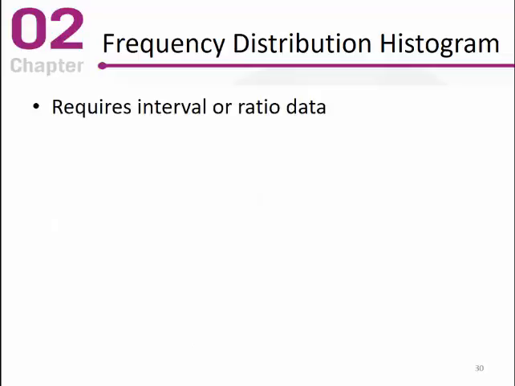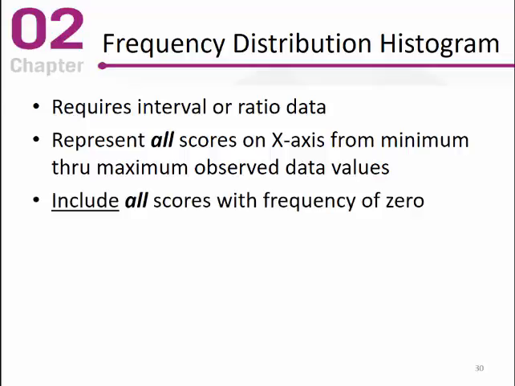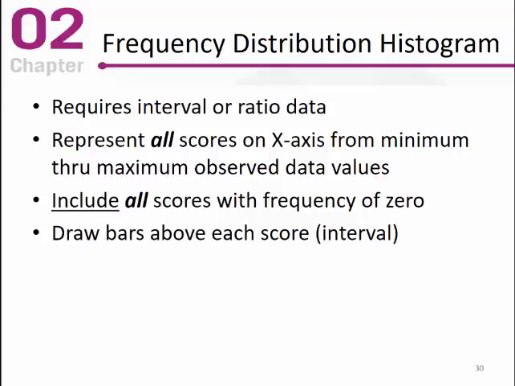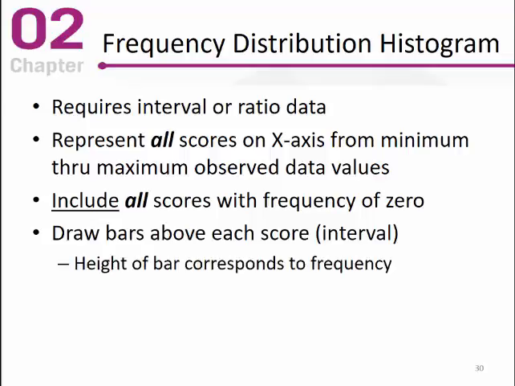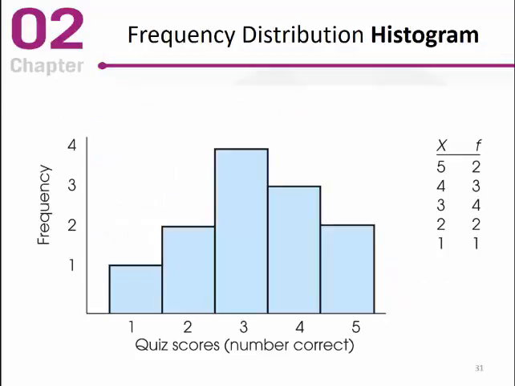When we have interval or ratio data, we need to do what's called a frequency distribution histogram. It represents all scores on the x-axis from minimum through maximum observed data values. We need to include all the scores, even the ones with a frequency of 0, and it's simply done by drawing bars above each score. The height of the bar corresponds to the frequency, and the width of the bar corresponds to the score's real limit, or 1/2 score unit above or below discrete scores. It sounds a little bit more complicated than it actually is.